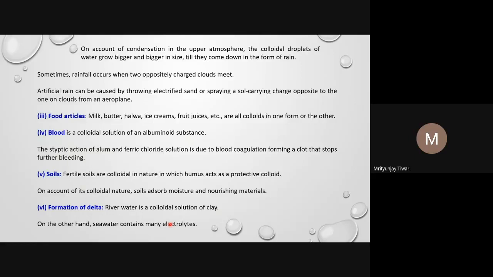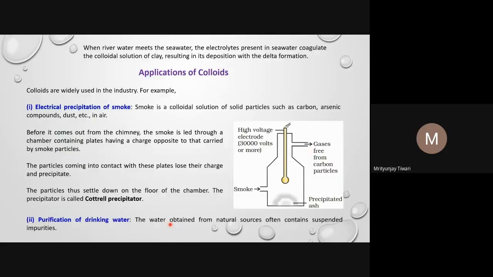And these electrolytes, we know, when mixed with the colloidal solution, cause coagulation of the colloids. So when river water meets the seawater, the electrolytes present in seawater coagulate the colloidal solution of clay which is in the river water, resulting in its deposition with the delta formation.